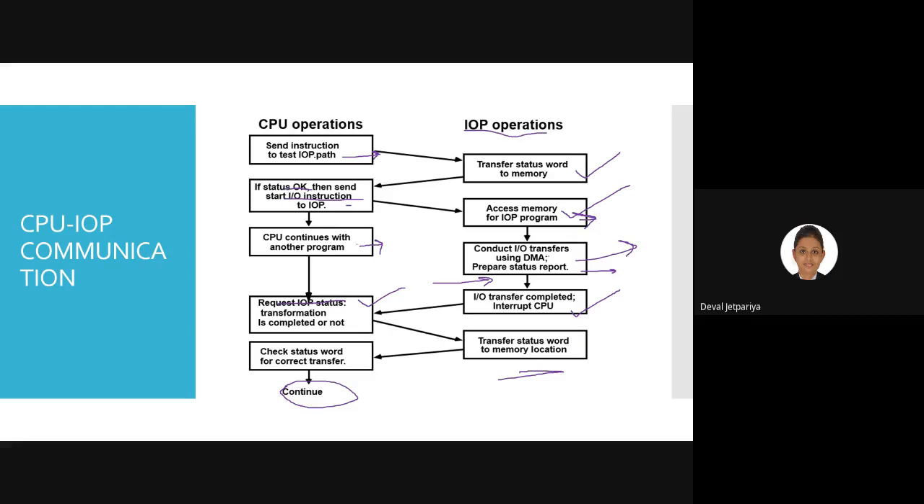So this question can be asked like, what do you mean by IOP, or you can say, draw the flow chart of communication between CPU and IO.